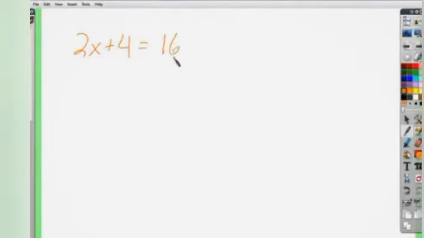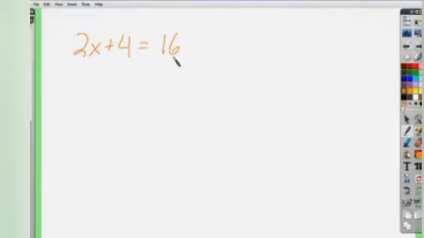Yeah. So what would you do to solve this equation? It's a two-step equation, right? Minus 4. What would you do after you minus 4? For both sides? Okay, and then you divide by 2. Really simple, familiar two steps, right? Add or subtract, multiply or divide. You know what I'm saying?